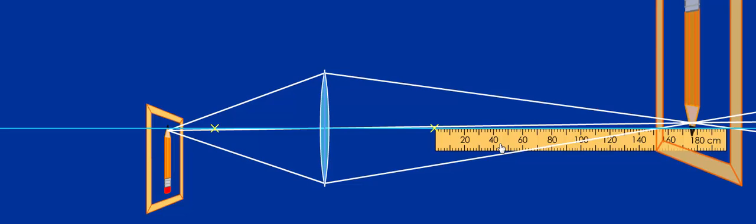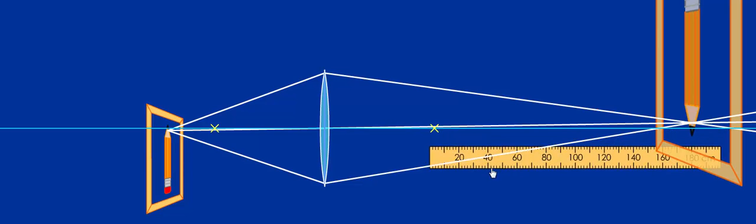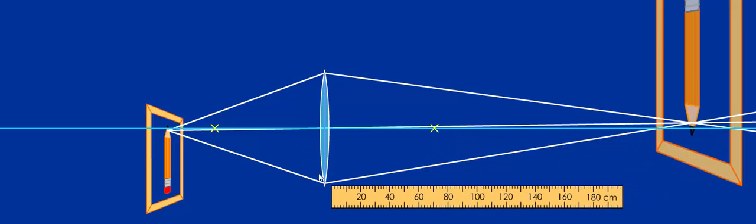Each time calculate the focal length as f equals u times v divided by u plus v, and find the average and complete the worksheet and upload it.